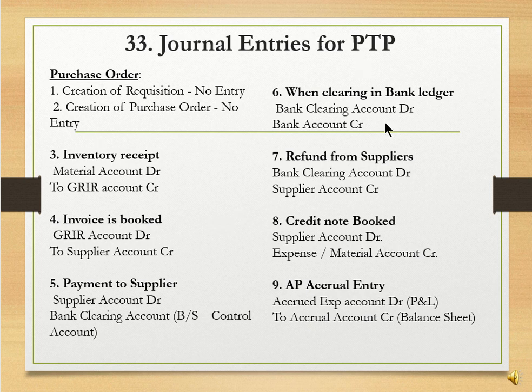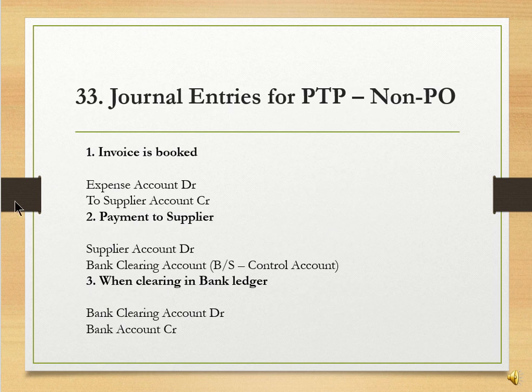These are the journal entries posted when it is PO related. GRIR account comes when it is a PO related journal posting. When we move on to non-PO invoice journals, entries are fewer. Directly the expense account is a debit and the supplier is a credit. When the payment is made to the supplier, the supplier is a debit and the bank clearing account is a credit. And when clearing from the bank ledger, the bank clearing account is a debit and the bank account is a credit.